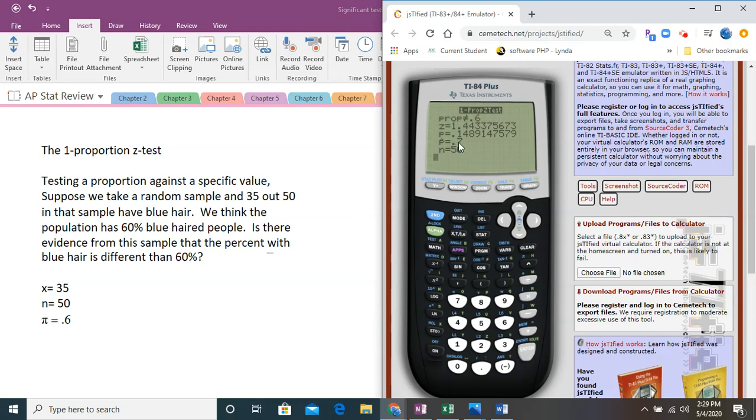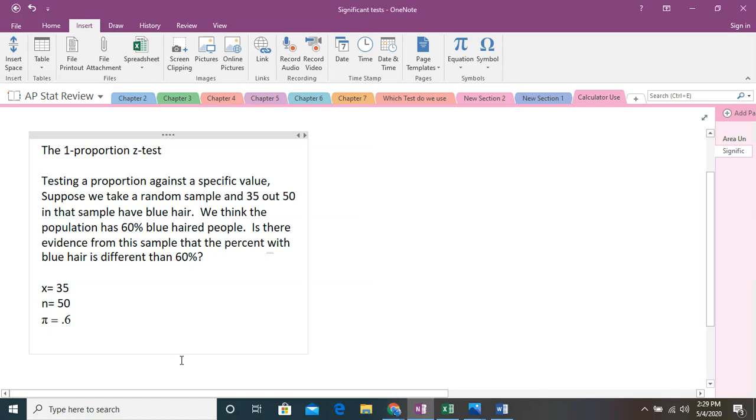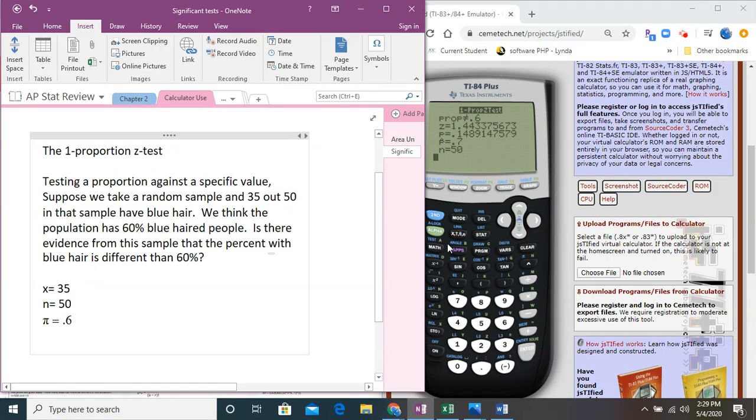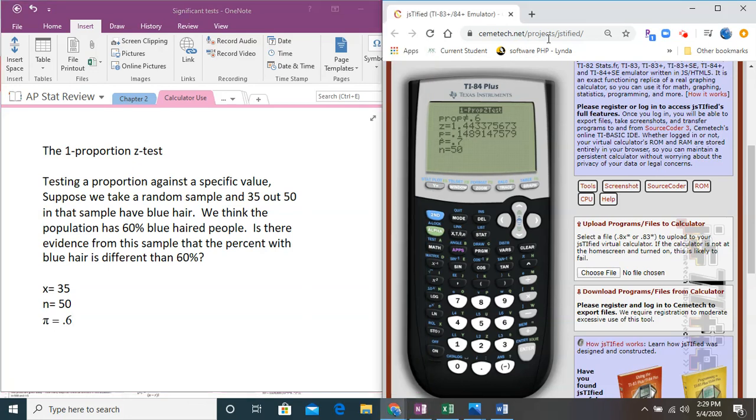Our p-hat is 0.7. Our p-value is 0.1489. In this case, we would fail to reject the null hypothesis. It appears, see, p-value, I'm writing Greek here. My p-value is 0.1489, which is greater than 0.05. There is not enough evidence to say that the proportion is different.